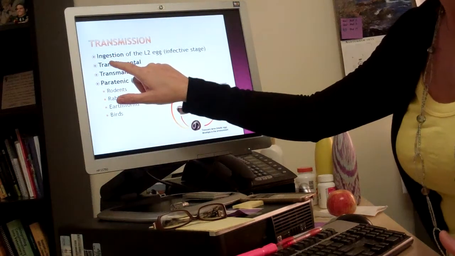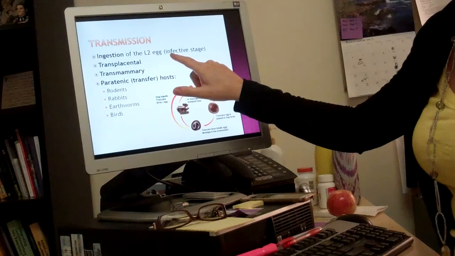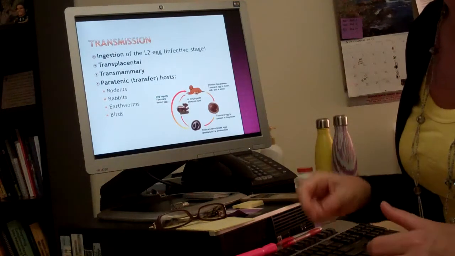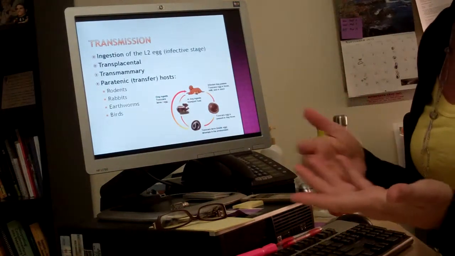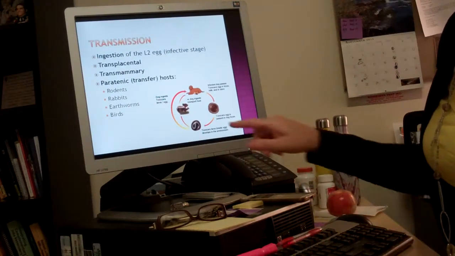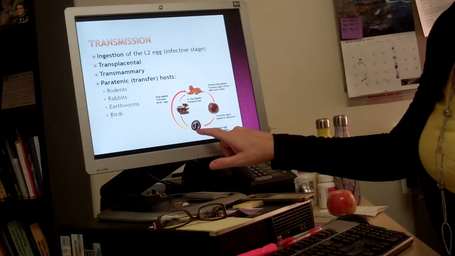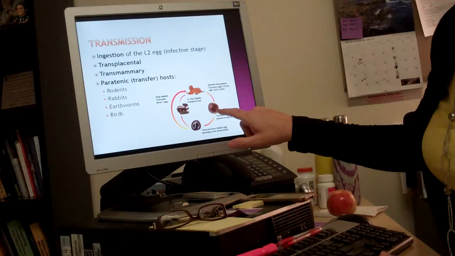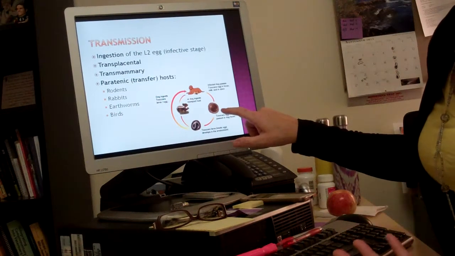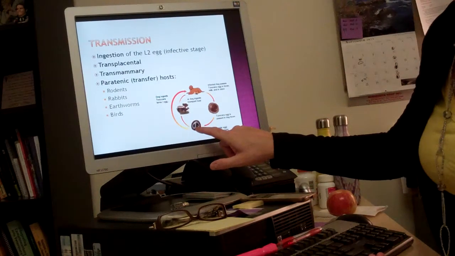The dog, the canid species, needs to ingest the infective stage. So what if Phoebe went and found an adult roundworm and she ate that? She would not get roundworms because it's not the infective stage. We need to ingest this egg stage with that larva inside. If Phoebe ate that stage, nope, we would not end up with an ascariasis infection. We need to ingest specifically this stage.